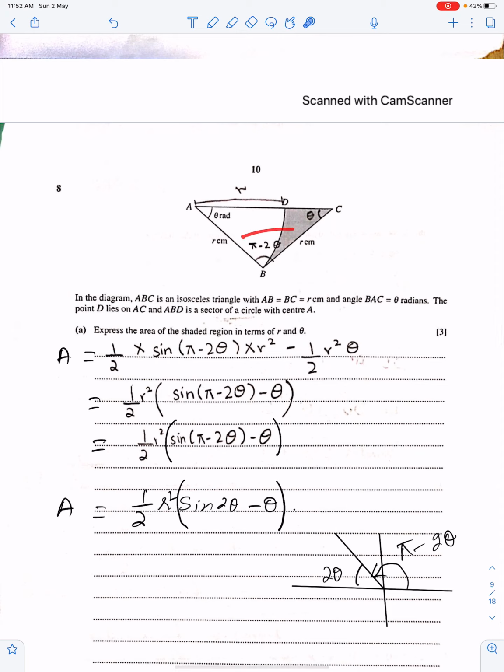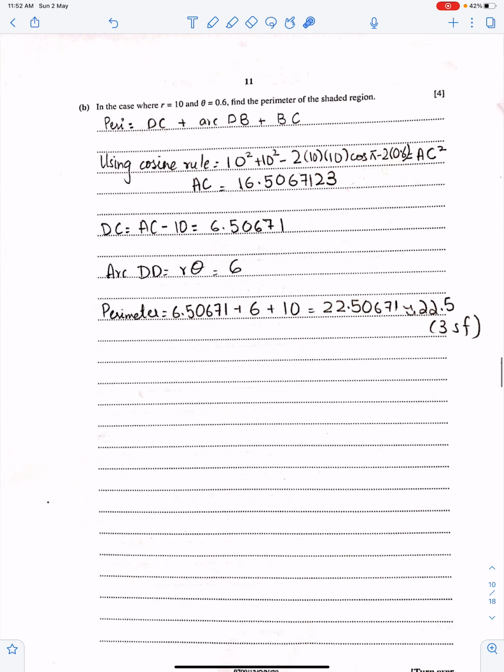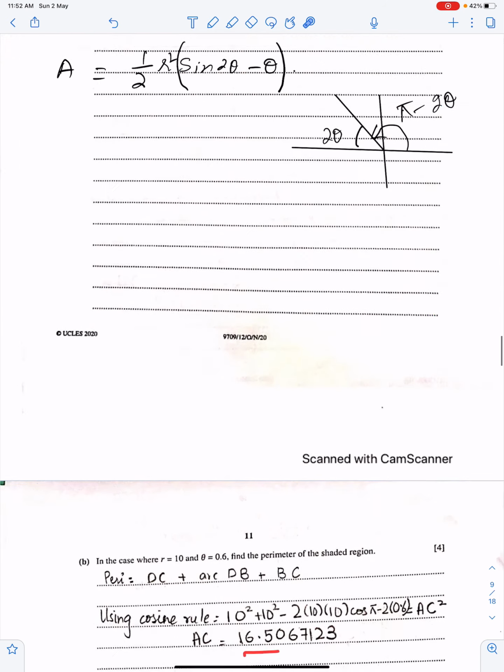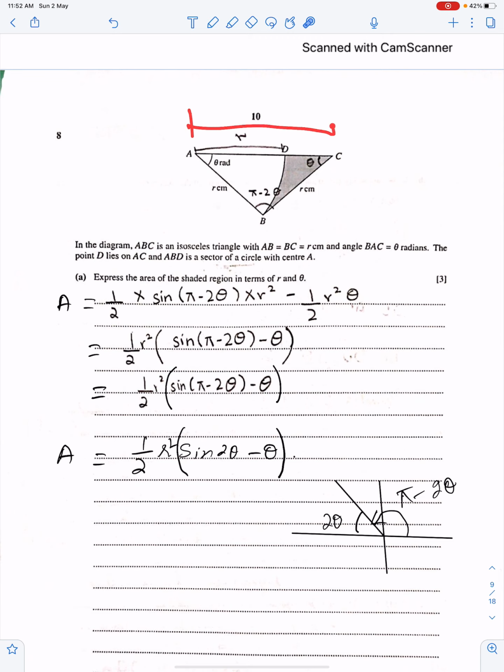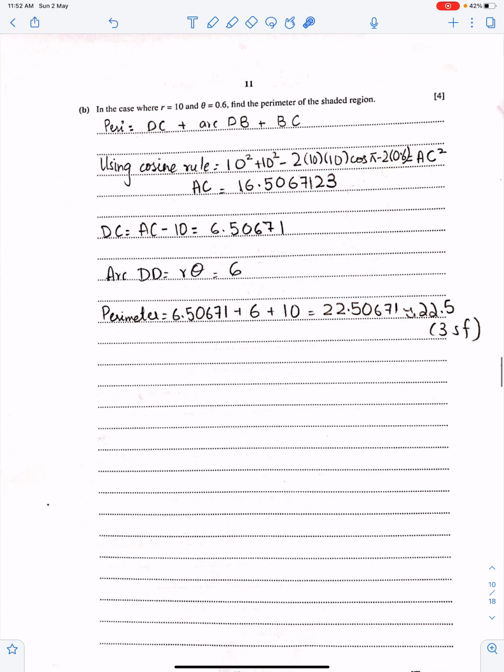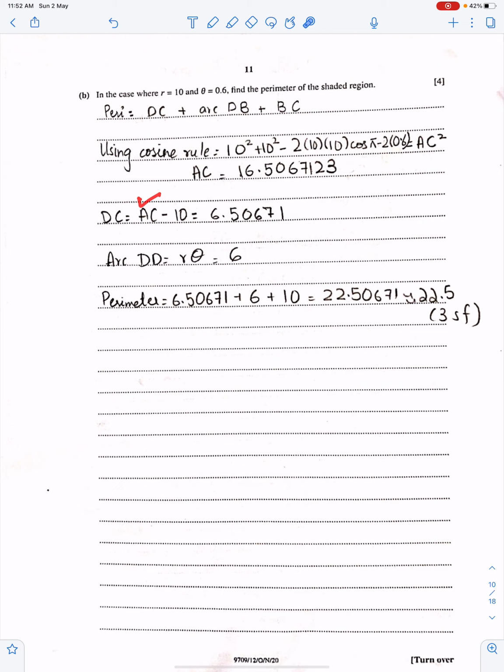So by using the cosine rule in this triangle, we have this is the cosine rule and this is the length of AC, 16.50. This length is 16.50 and something. So we need DC. So DC will be this minus this length, which is here. 16.506 something minus the radius will give you the length of DC.